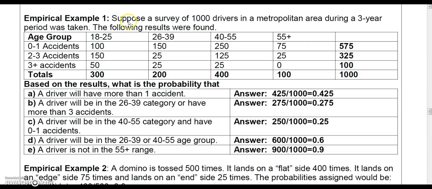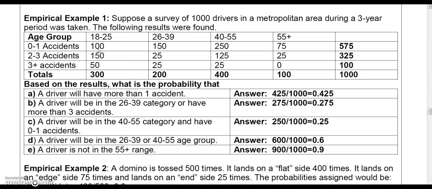Okay, let me finish this video with an empirical example, and then we'll do some more examples on the next video. So suppose we have a survey of 1,000 drivers in a metropolitan area, and we asked them to fill out a form that asked how many accidents they had and also their ages. So suppose that we broke the age groups into 18 to 25, 26 to 39, 40 to 55, and 55 and older. And we asked them to tell us whether they've had 0 or 1 accidents, 2 to 3 accidents, or more than 3 accidents. And suppose these were the results.